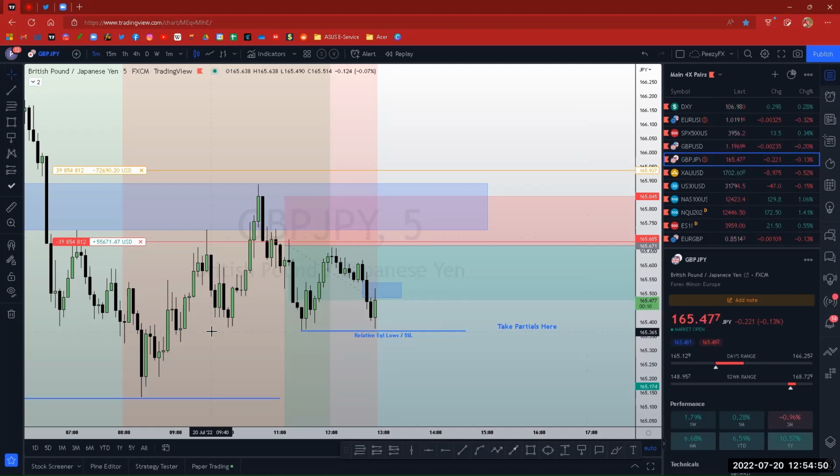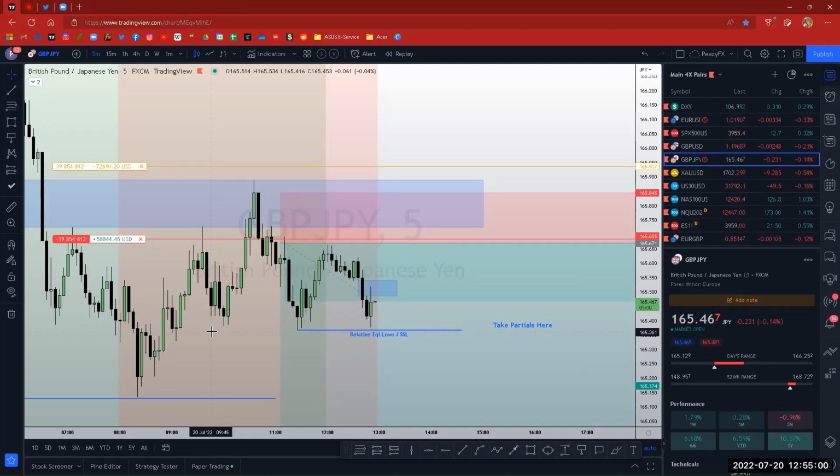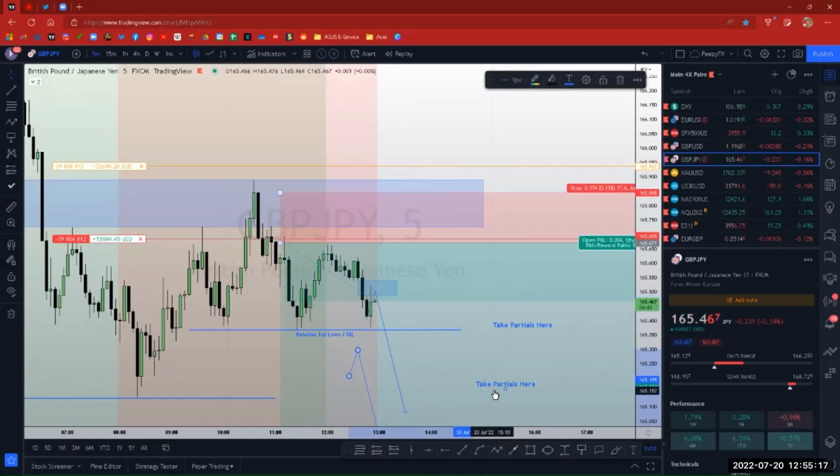I done closed partials on the expansion down on GBP JPY. Now if it trades down, it takes out the relative equal lows. Then we should expect for it to come on down here. So I would take partials both times.